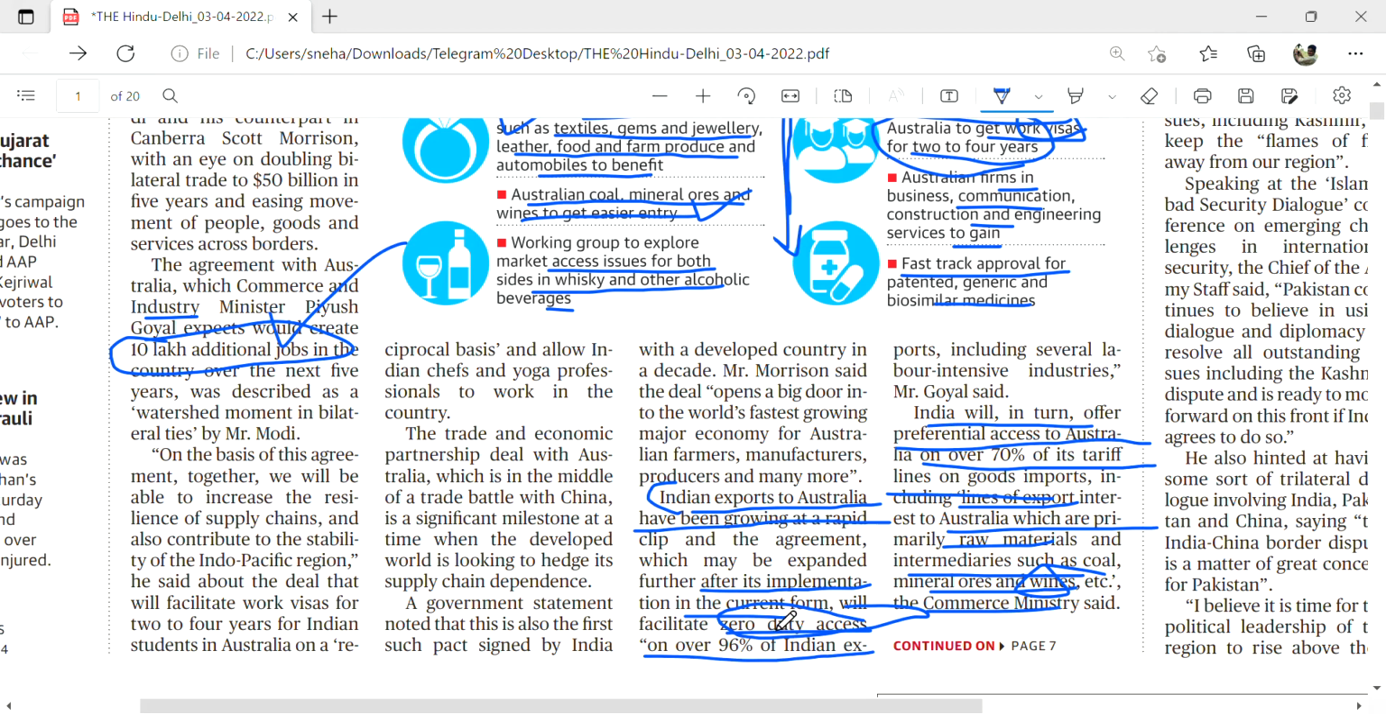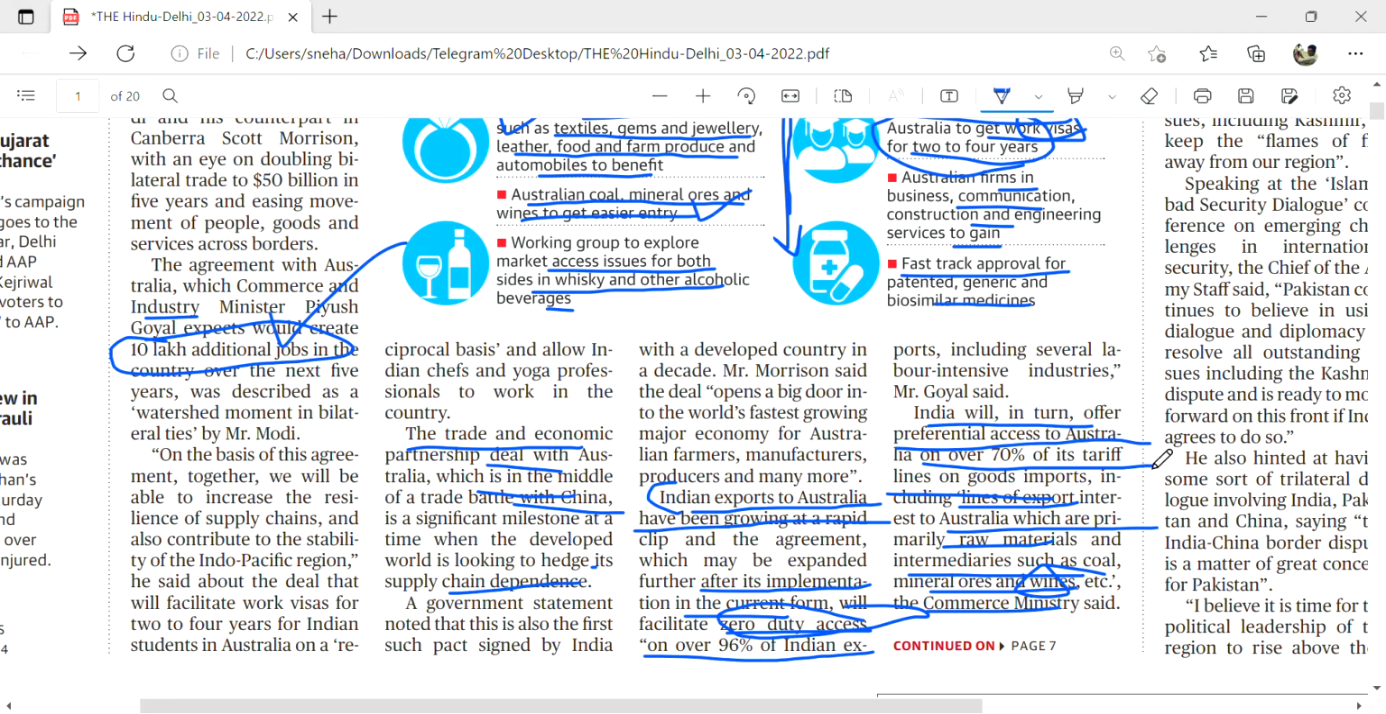Zero duty access means customs duties are decreased, or protection may be decreased. How does it play a vital role with China, that is Beijing? It is a trade and economic partnership deal with Australia, which is in the middle of a trade battle with China. It is a significant milestone at a time when the developed world is looking to hedge its supply chain dependence. So this is how the relation has been maintained reciprocally, and it becomes a tension for Beijing.